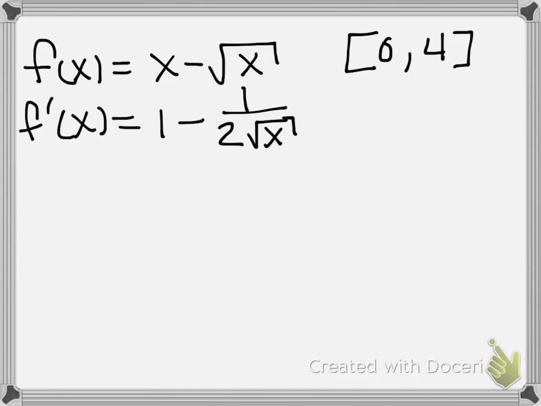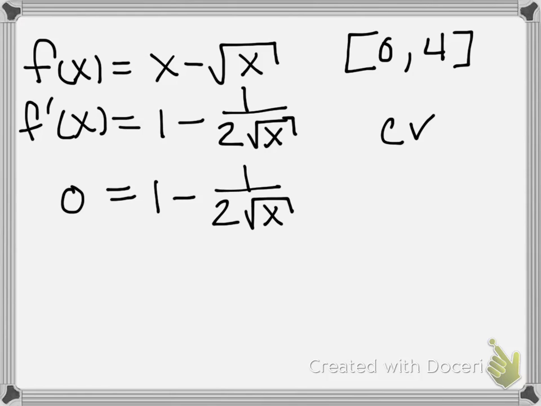So once we have the derivative, to find the max and min, we need to find critical values. And basically a critical value is whenever you set your derivative equal to 0, and then you solve for your x. So for there, we're going to get negative 1 is equal to negative 1 over 2 square root of x.